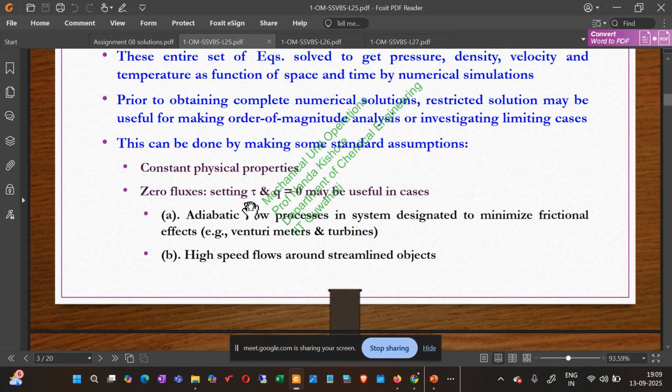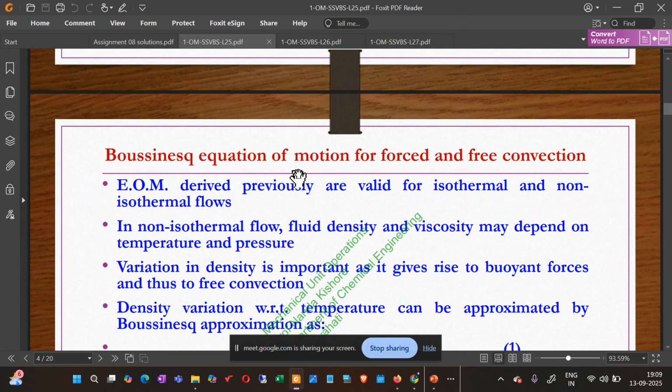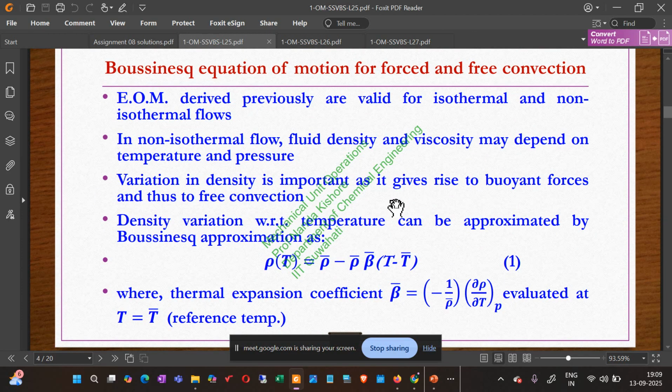So the second assumption could be zero fluxes. Setting tau and q equal to 0 may be useful in cases like adiabatic flow processes, in systems designed to minimize frictional effect, like the Venturi meter, the turbines, and high speed flows around streamlined objects, right? So that is one of the assumptions that could be there, but there is one dependency that could sometimes be incorporated for the density.